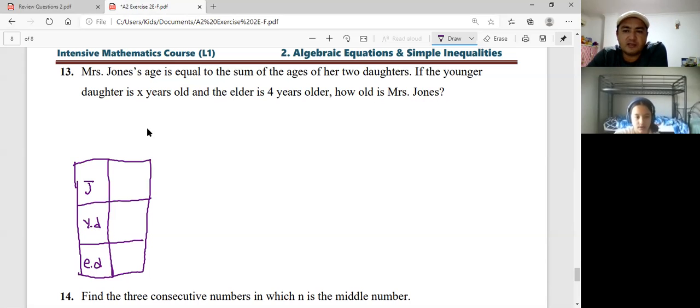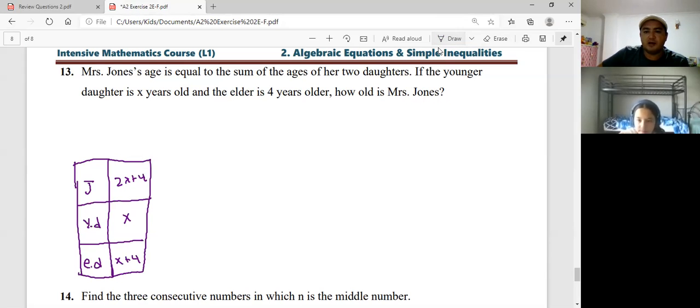First, it says that the younger daughter is X years old, right? So let's write X next to that younger daughter. And it says that the elder is 4 years older, so that is X plus 4. It says that Mrs. Jones' age is equal to the sum of the ages of her two daughters. What is the sum of X and X plus 4? That is 2X plus 4, right?